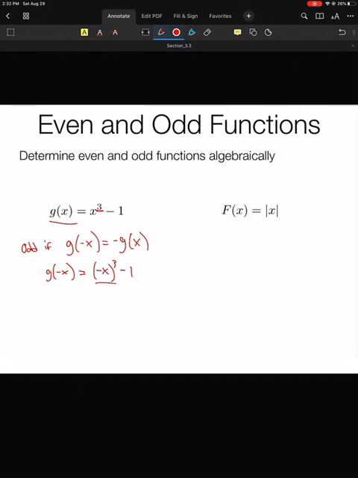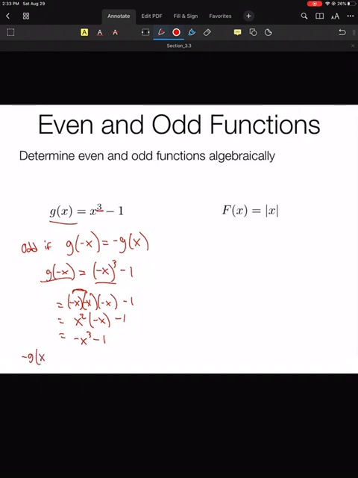So what do I mean by that? Negative x cubed is really like rewriting negative x times negative x times negative x. That is negative x cubed. And then we'll add the minus 1. You combine these two to get positive x squared times negative x, and then you get negative x cubed minus 1. Okay, so that's g of negative x.